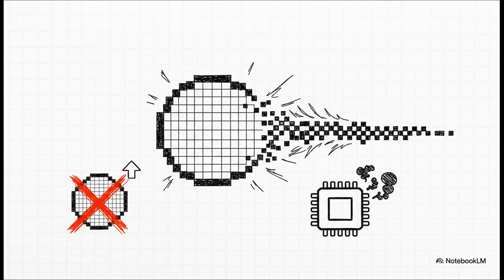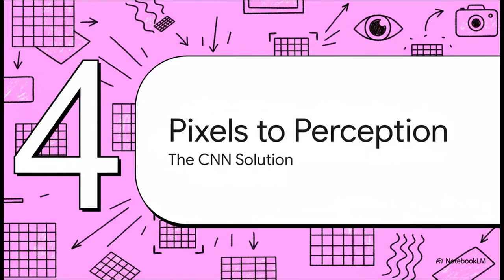So this whole flattening thing is basically a dead end for images. Not only is it crazy inefficient, I mean, for a real photo, the number of connections would be astronomical, but more importantly, it's totally blind to the one thing that actually matters in an image, its structure, the way pixels are arranged. And this is where the genius of the convolutional neural network really shines. The CNN was designed from the ground up to solve exactly these problems.